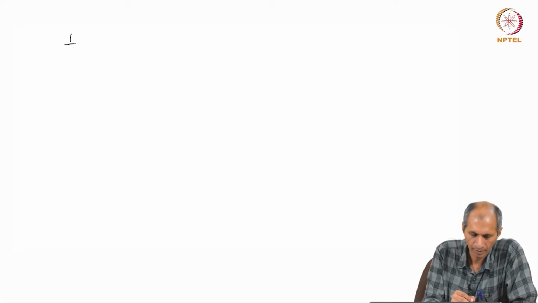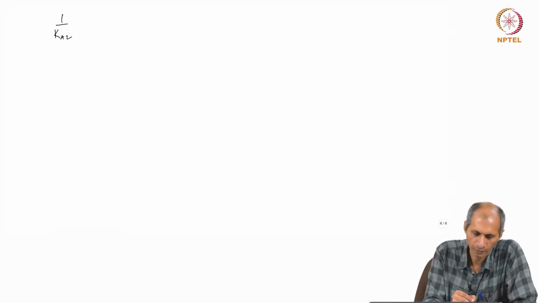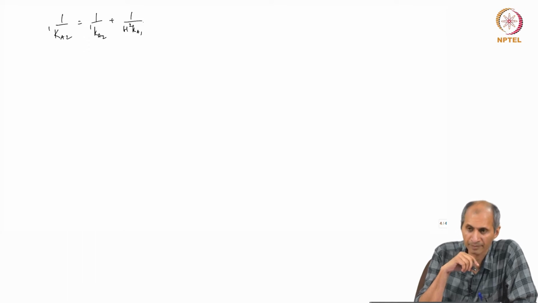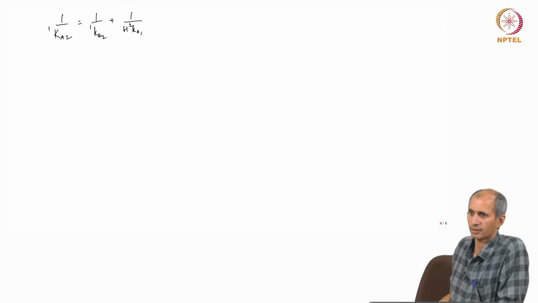So, we have Ka2, we derive this plus 1 over this one, yeah, is that right or the other way?